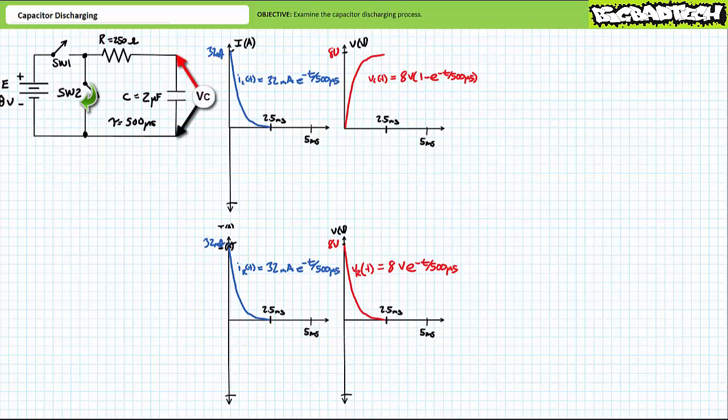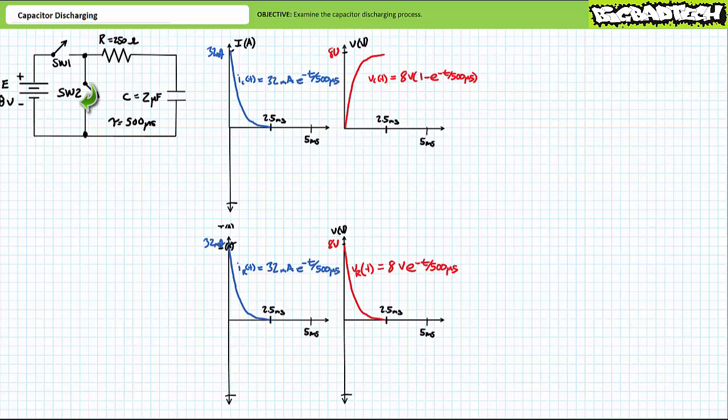Voltmeter C reads the voltage across the capacitor plus to minus, top to bottom. Ammeter C reads the current through the capacitor in to out, top to bottom. Voltmeter R reads the voltage across the resistor, positive to negative, left to right. Finally, ammeter R reads the current through the resistor in to out, left to right. What happens during the discharge process?